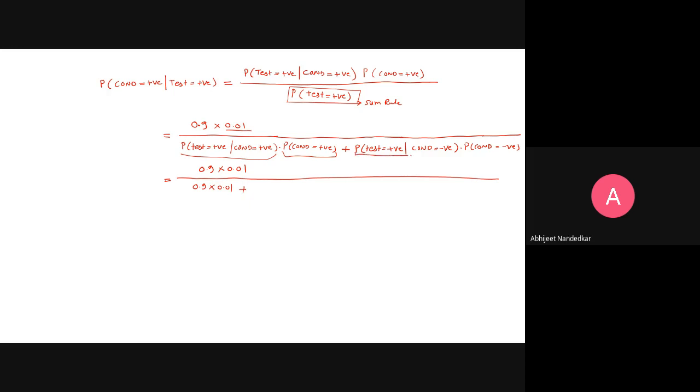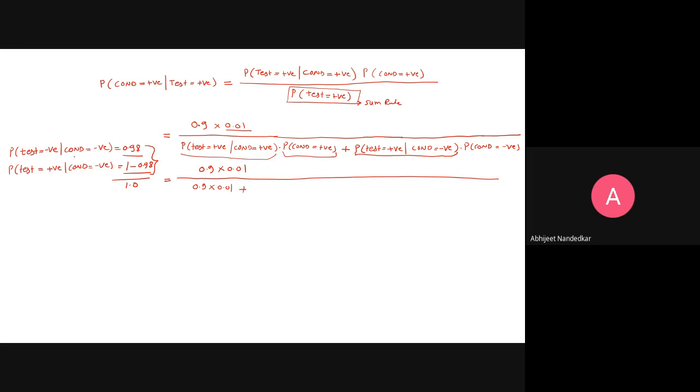So this you can find out from the specificity. Specificity is given to us as the probability that test is negative when condition is negative. So this is equal to, I think, 0.98. So I want the probability of test being positive and condition being negative. So how much will this be? This will be 1 minus 0.98. Okay. The sum of these two must be 1.0.